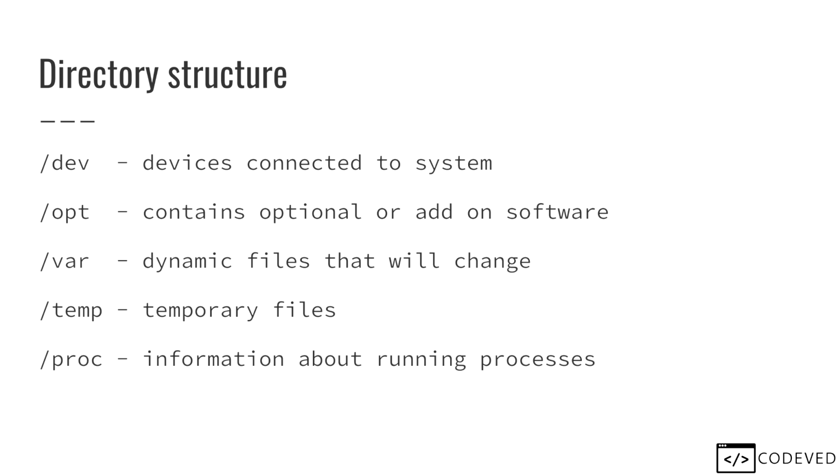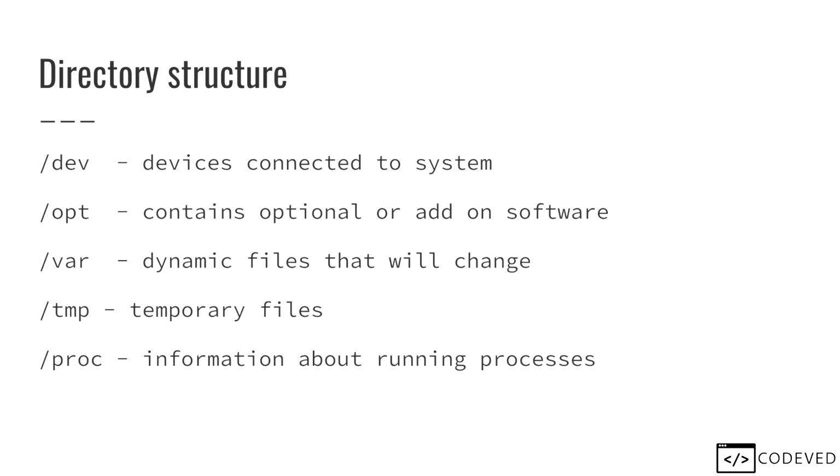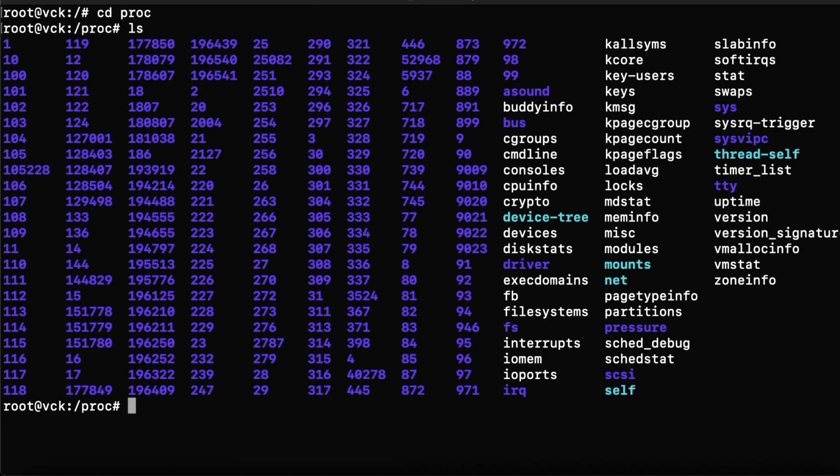Next we have the proc directory. Inside the proc directory, all the running processes are stored, in the form of files. Let's go to proc. Here we can see various numbers. These are the PIDs assigned to the processes. Next we have the tmp directory. Inside the tmp directory, all the temporary files are stored, which have been created for a particular application to run.